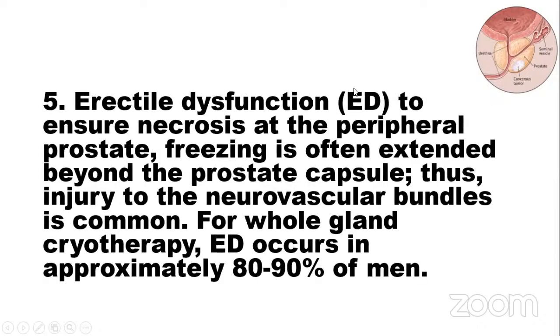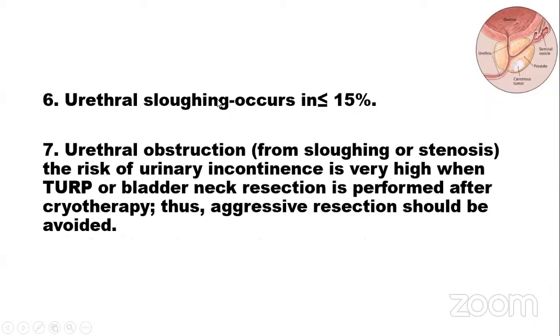Erectile dysfunction after cryotherapy. To ensure necrosis at the peripheral prostate, freezing is often extended beyond the prostate capsule. Thus, injury to the neurovascular bundle is common. For whole gland cryotherapy, erectile dysfunction occurs in approximately 80 to 90% of men. Urethral sloughing occurs in less than or equal to 15%. Urethral obstruction from sloughing or stenosis.